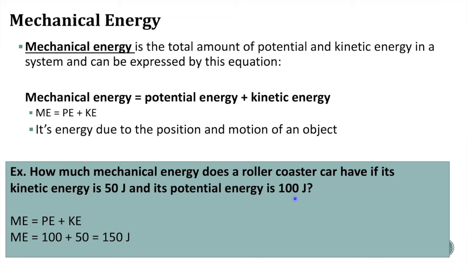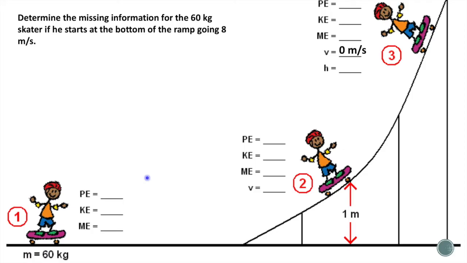But you typically won't see word problems like this solving for mechanical energy. Instead, you're going to see problems like this, where it's a skate park or a roller coaster diagram or something similar, where you're asked for mechanical energy in the diagram, but you're also solving for things like potential and kinetic energy or velocity and height. So this question is just asking you to find all of the missing information for this skater whose mass is 60 kilograms.